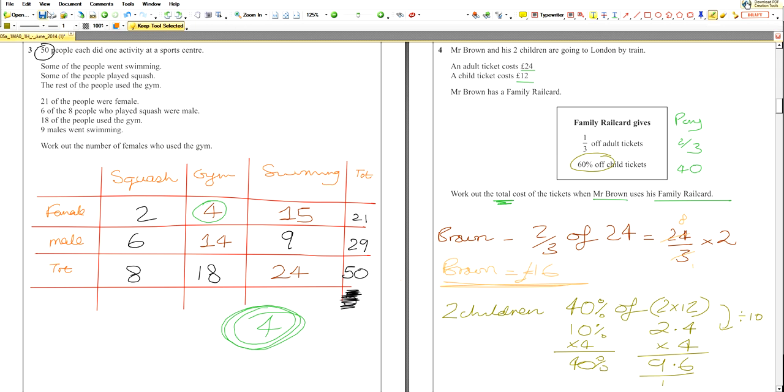Now let's go over here to the top a bit and let's change color. Let's go for a blue. So Mr. Brown is paying £16 for his ticket, and for the children he has paid £9.60 for theirs. We've got to add up the adult ticket and the child tickets. Okay, so we have 6.